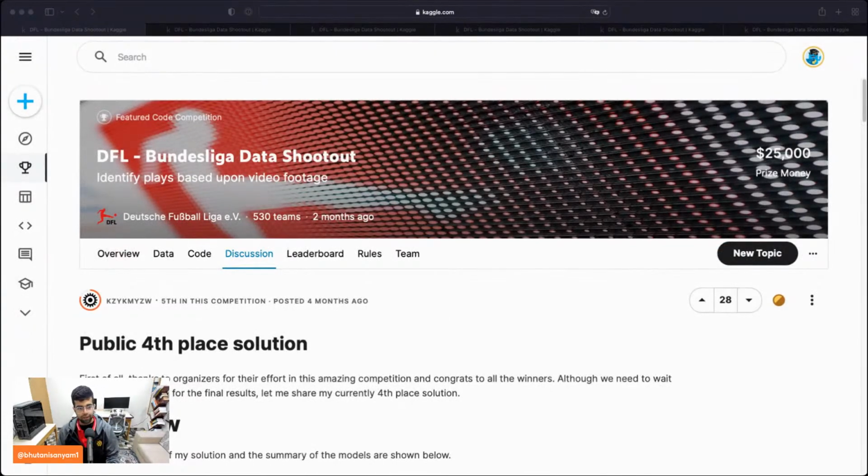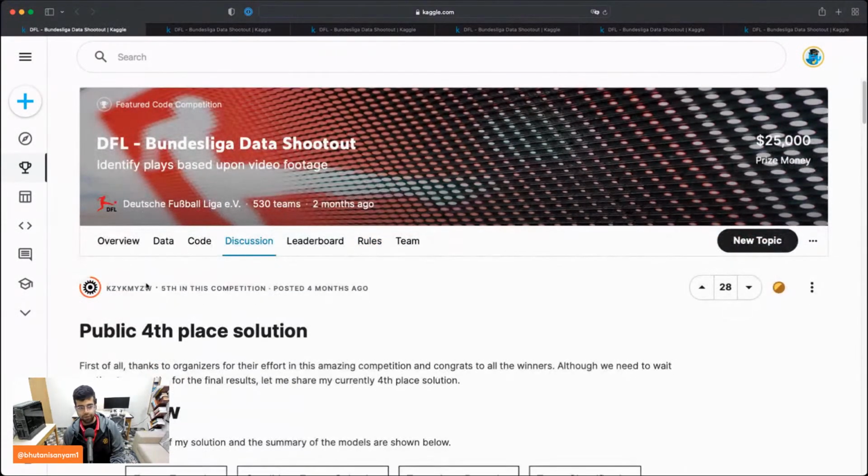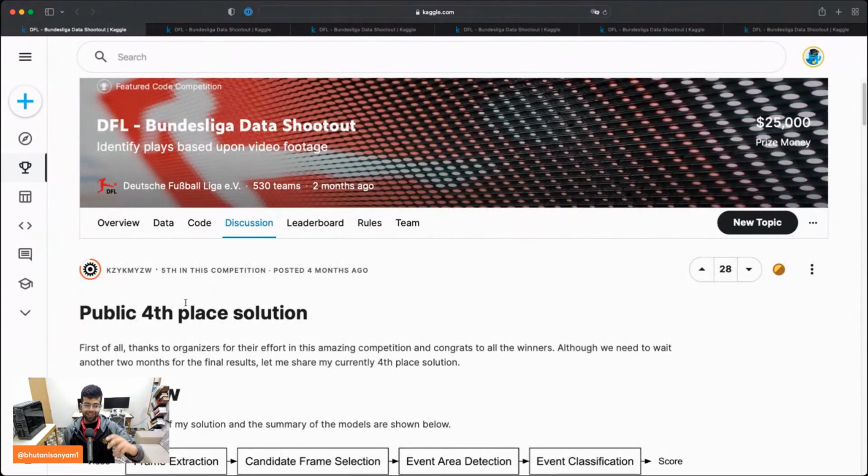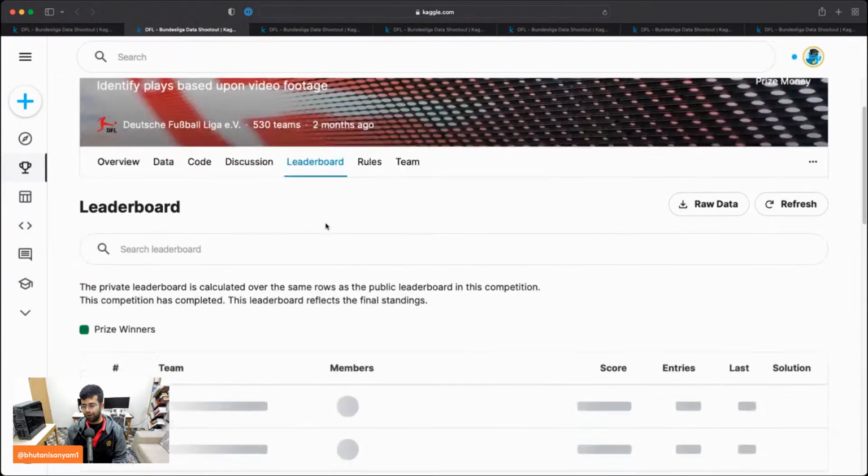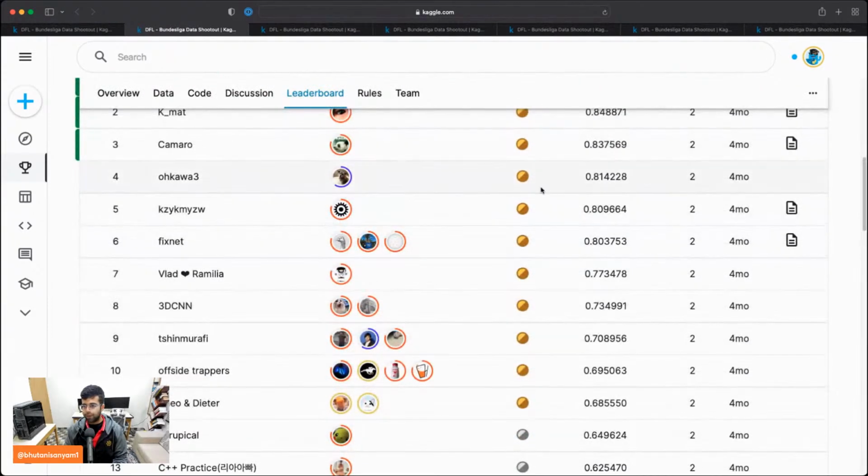On to the fifth place solution now. It says public fourth, but it was fifth on the private. So they did switch their positions, although I don't remember how much the difference was. I think it was quite small in this case. Fourth and fifth. Yeah, really small difference.